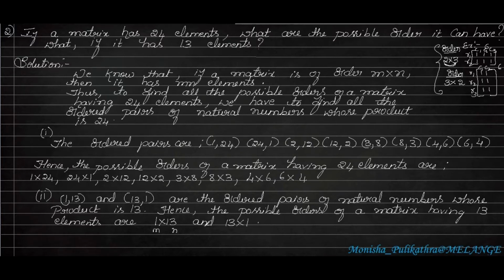So here it is m into n. These two are the possible orders for the product 13. And this many orders can be obtained if the number of elements is 24. I hope you understood this.